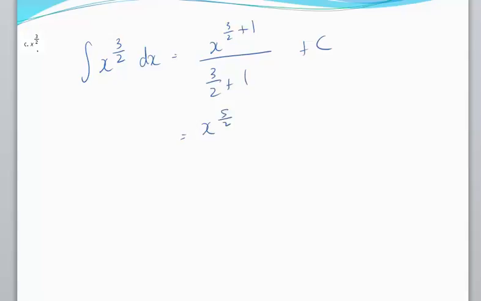Next we want to integrate x to the power of 3 on 2 here. So we have x to the power of 3 on 2 plus 1, divided by 3 on 2 plus 1, plus our constant c. So we have x to the power of 5 on 2 divided by 5 on 2. We multiply our 2 up, so we're going to have 2x to the power of 5 on 2, over 5, plus our constant c.